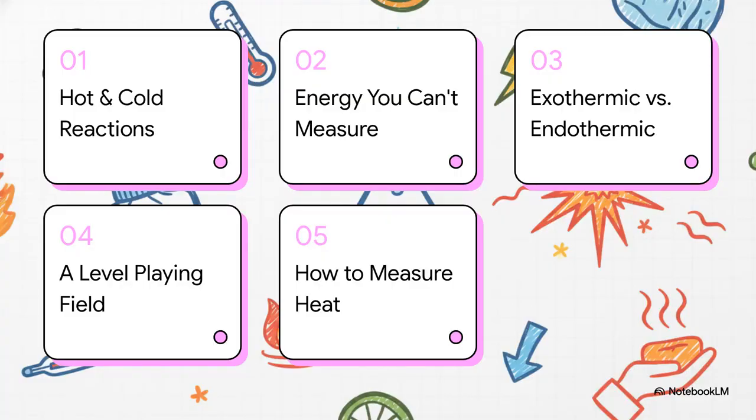And here's our game plan for figuring it all out. We're going to start with the basics of how energy moves around. Then we'll get into a super important concept called enthalpy. We'll look at the two personalities that every reaction has, why scientists needed to create some rules for this stuff, and finally, how they actually measure it all.